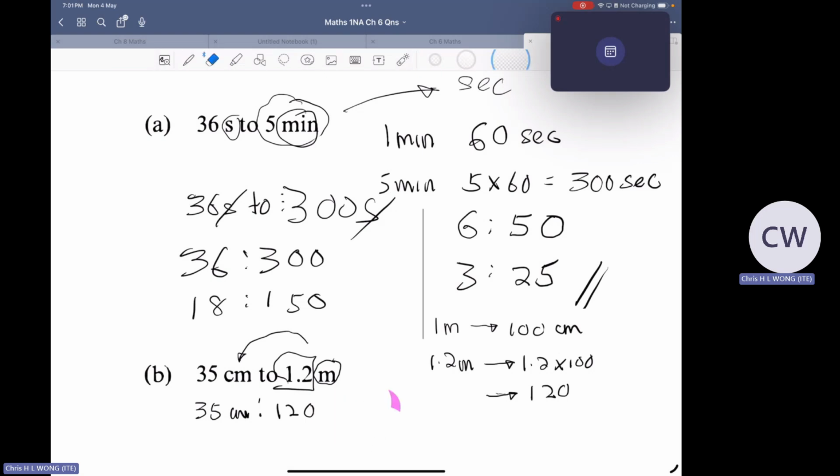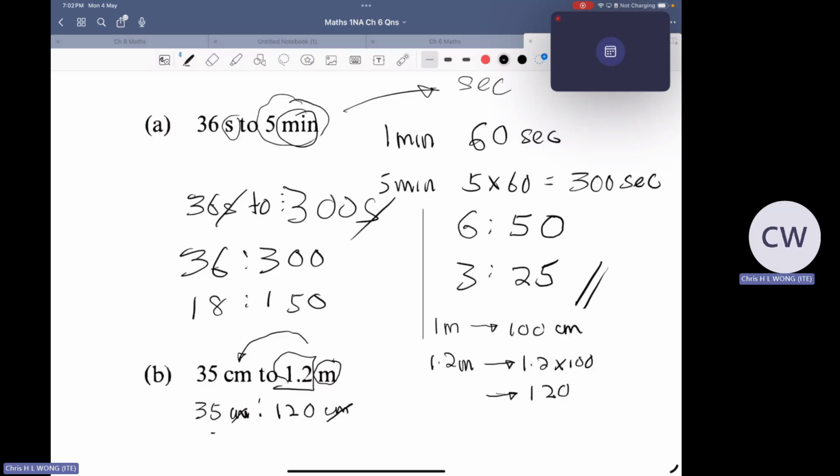1 meter, 100 cm. So you have cm, cancel, cancel, and then you can reduce to the lowest term. Can you reduce to the lowest term for me, please? Start off with 5. Because you know this is 35, this is 120, ending in 0 and 5, you can reduce by 5.